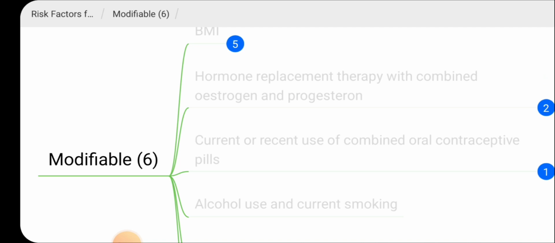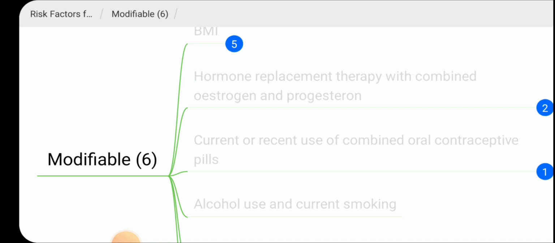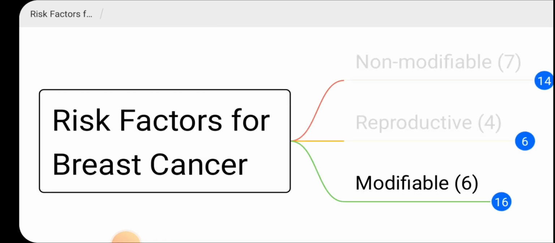The BMI, which affects postmenopausal and premenopausal women differently, hormone replacement therapy with combined estrogen and progesterone, current or recent use of combined oral contraceptive pills, alcohol use and current smoking, higher bone mineral density, and exposure to therapeutic ionizing radiation. So those are the modifiable risk factors for breast cancer. So now you know about the non-modifiable risk factors, reproductive risk factors, and modifiable risk factors of breast cancer.